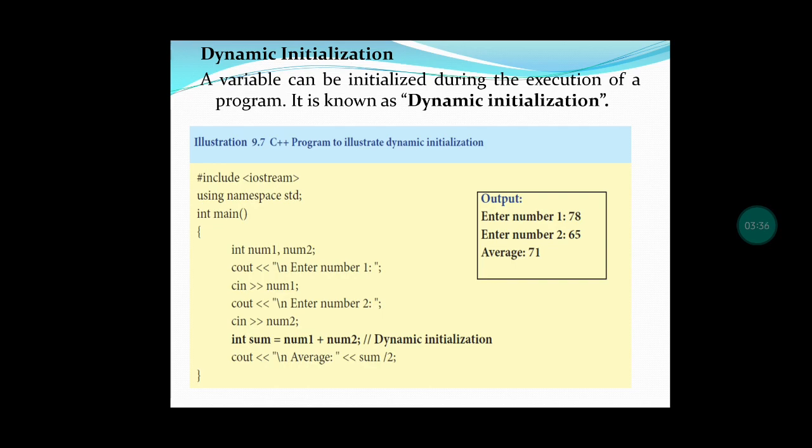Look at this example. Num1 and num2 have been declared as integer variables and we are getting the values from the user. For num1, the user has given 78 and for num2, the user has given 65, and we are finding the sum and also the average. So, sum equal to num1 plus num2. Num1 and num2 values have been given during the execution time, so that is called dynamic initialization. Here the average we got is 71.